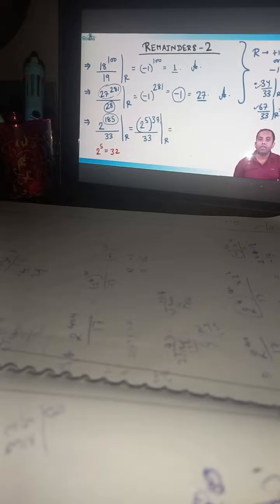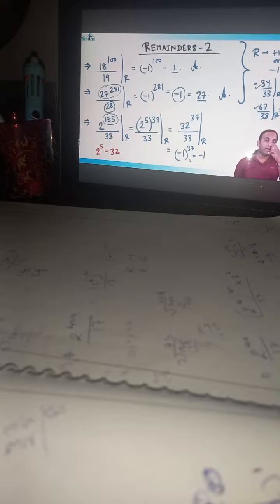So what I have written is 2 raised to 185 as 2 raised to 5 into 37. Why so? Because 2 raised to 5 is 32, and 32 raised to 37 by 33. Now it becomes an easy question for us, right? Because 32 by 33 remainder is minus 1, so minus 1 raised to 37 is minus 1 only.